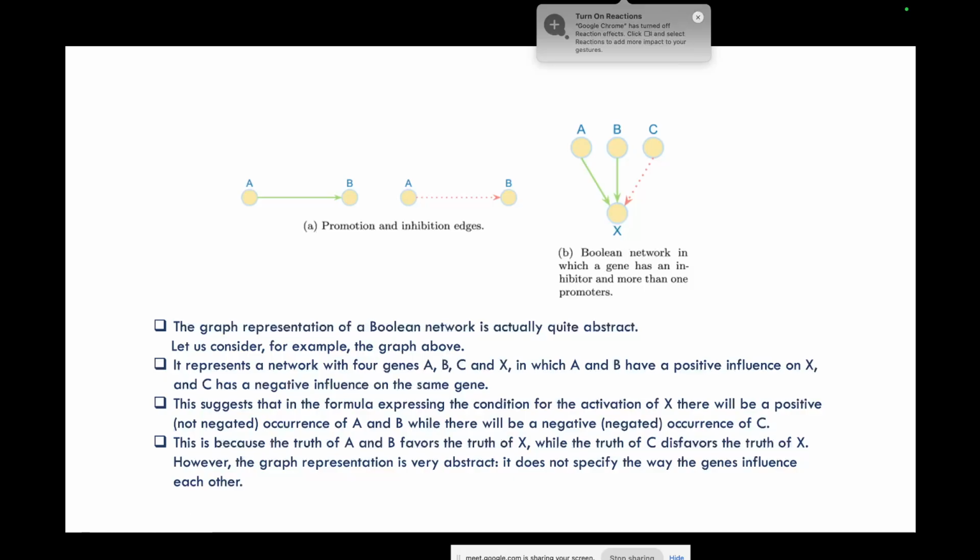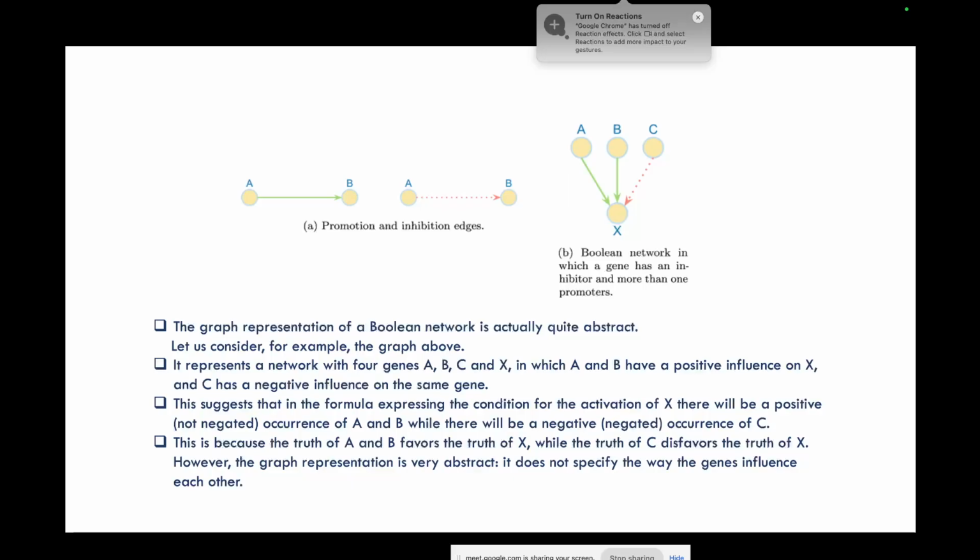inhibiting the same gene. This suggests that the formula expressing the condition for the activation of X will have a positive occurrence of A and B, while there will be a negative occurrence of C. This is because the truth of A and B favors the truth of X, while the truth of C disfavors the truth of X. Right. So it's not that hard. It's simple to understand. So you have A and B which are upregulating another gene X.